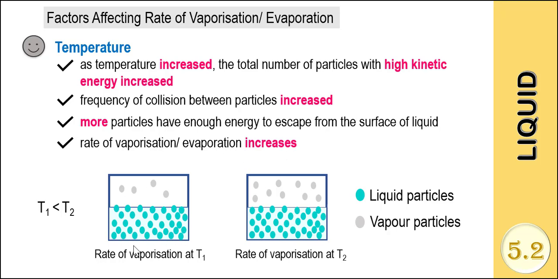If you look at this diagram, we have two different conditions of temperature, where T1 is less than T2. So the temperature of T2 is higher than the temperature of T1. The vapor particles at T1 are fewer than the vapor particles at T2. Thus, the rate of vaporization at T2 is higher than the rate of vaporization at T1.